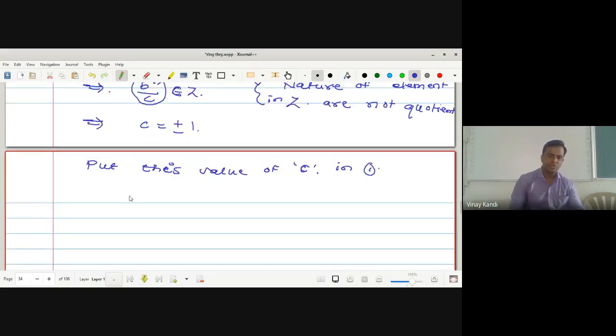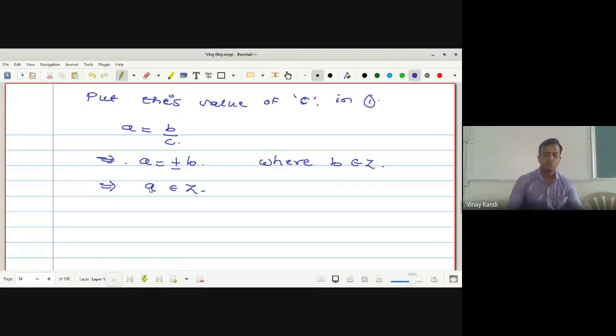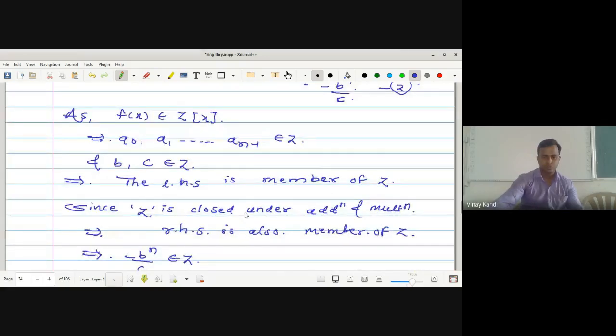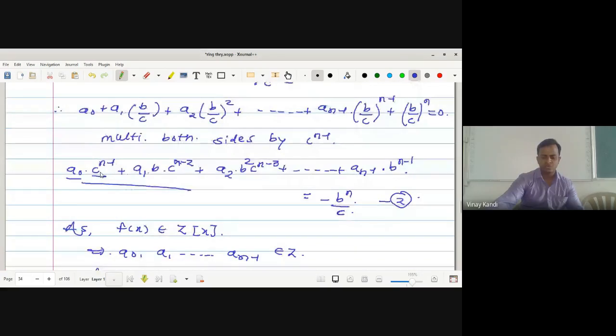in equation 1. Okay, what is 1? a is equal to b upon c, so that implies a is equal to plus or minus b, where b belongs to Z. Okay, b तुमचा कशातला Z आहे, that implies that a also belongs to Z. Okay, hence from equation 2 we have, look at it, equation number 2. Okay, c ची व्हॅल्यू काय झाली, प्लस किंवा मायनस 1.